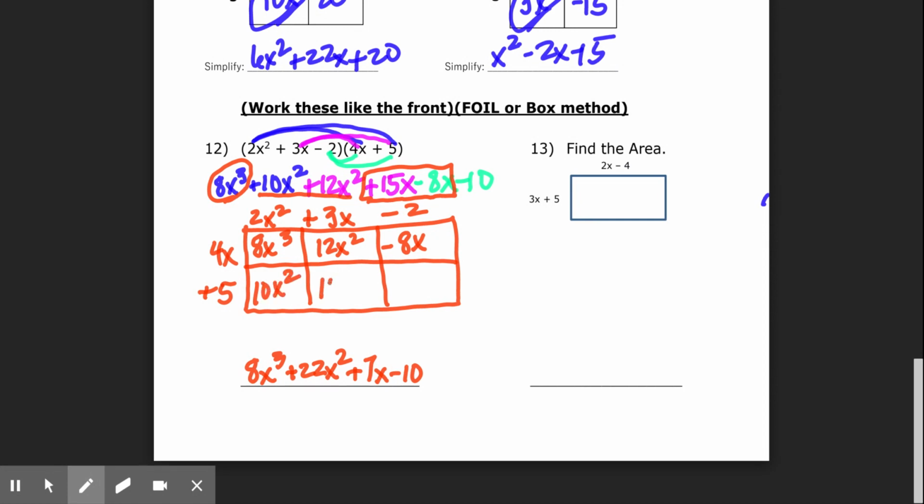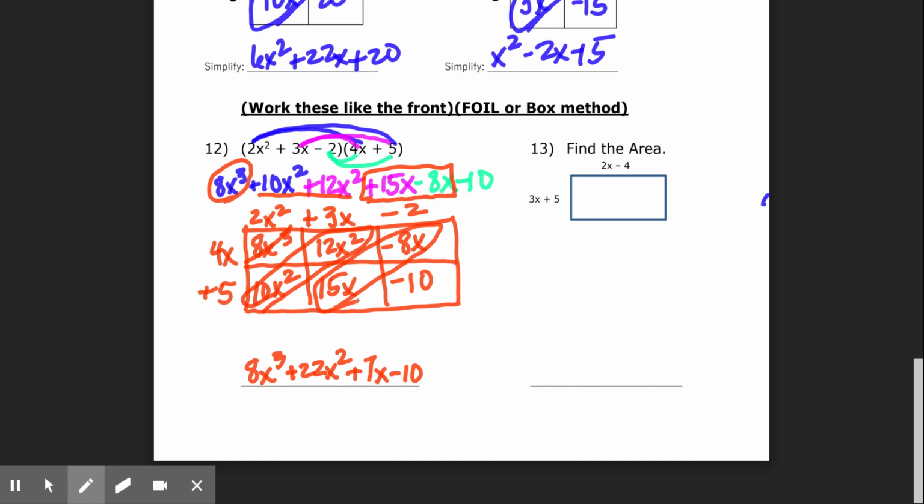5 times 3x is 15x. And 5 times negative 2 is negative 10. So here's my 8x cubed. Here are the diagonals: 10 and 12 make 22. Here's 15x minus 8x is 7x, and then minus the 10. So there you go. All right, number 13.